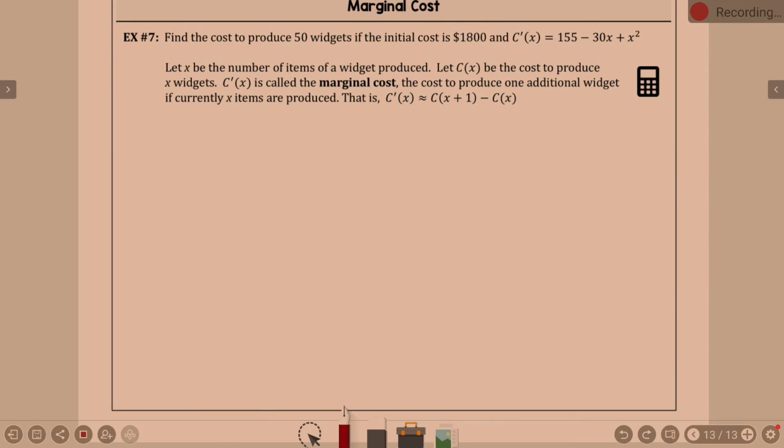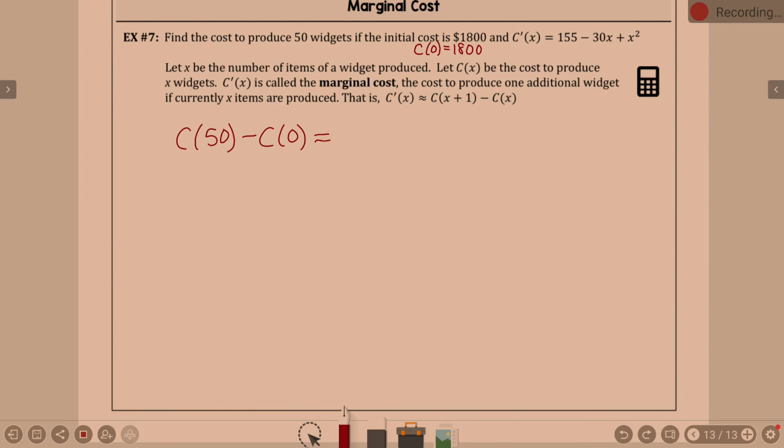We want the cost to produce 50 widgets, right? So the cost to produce X widgets, we're trying to find C of 50. And then what I was going to write here is minus the C of 0, which, what is C of 0? That is the 1,800. Yes, your initial cost is 1,800. So C of 0 is 1,800.